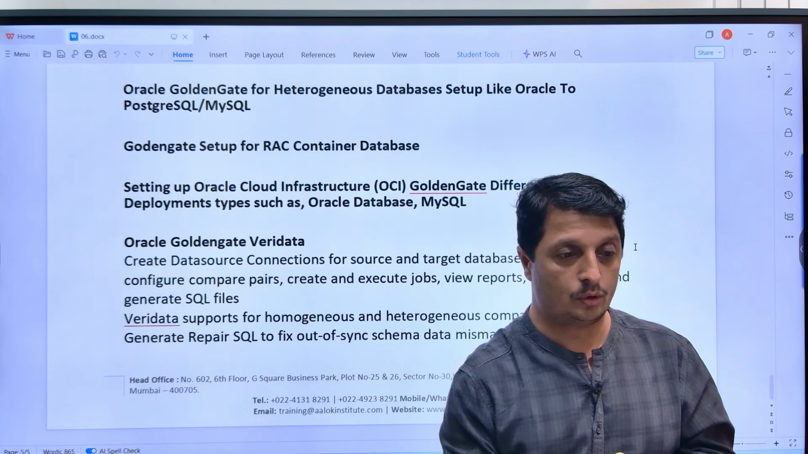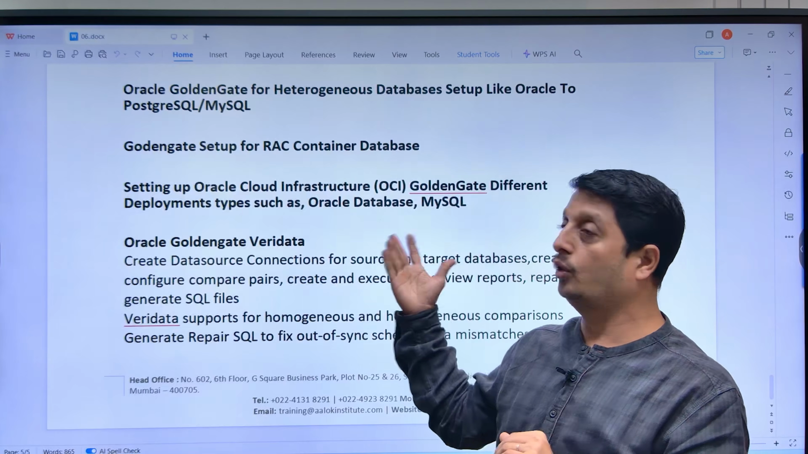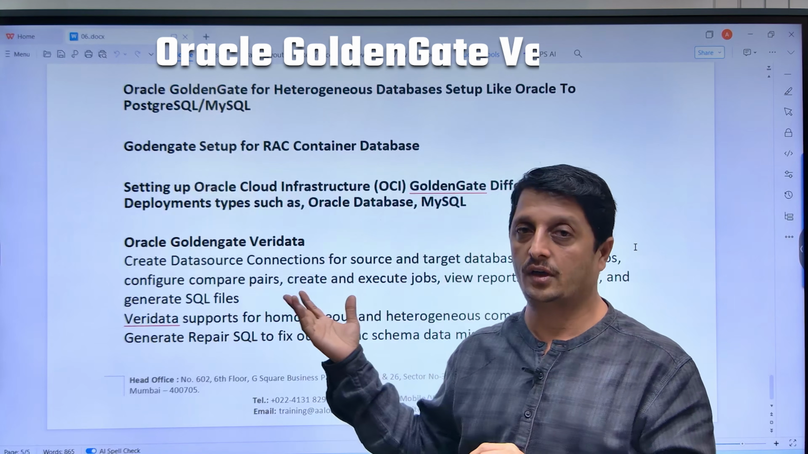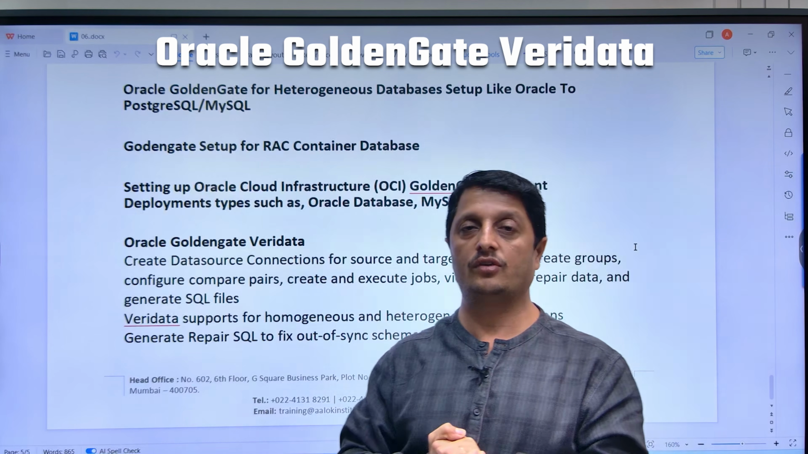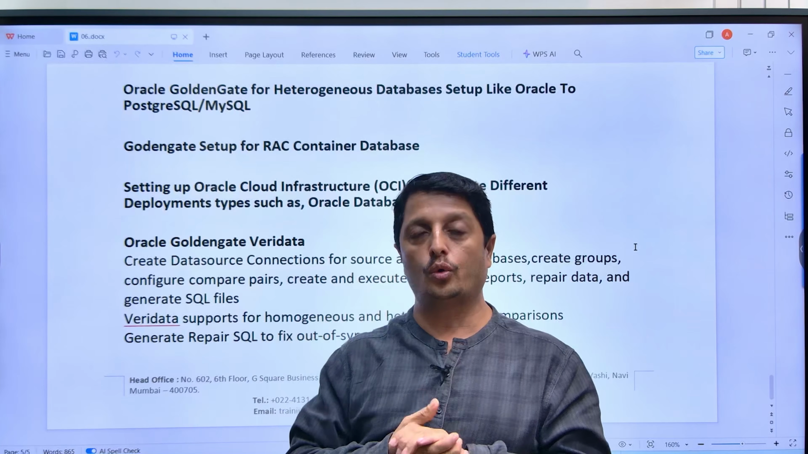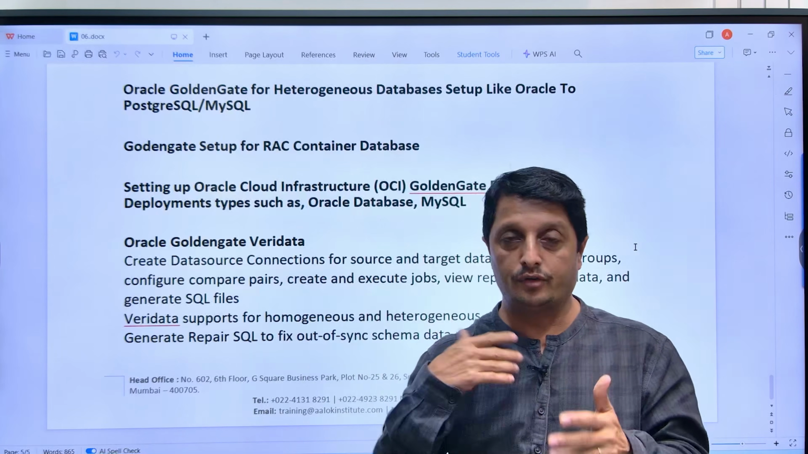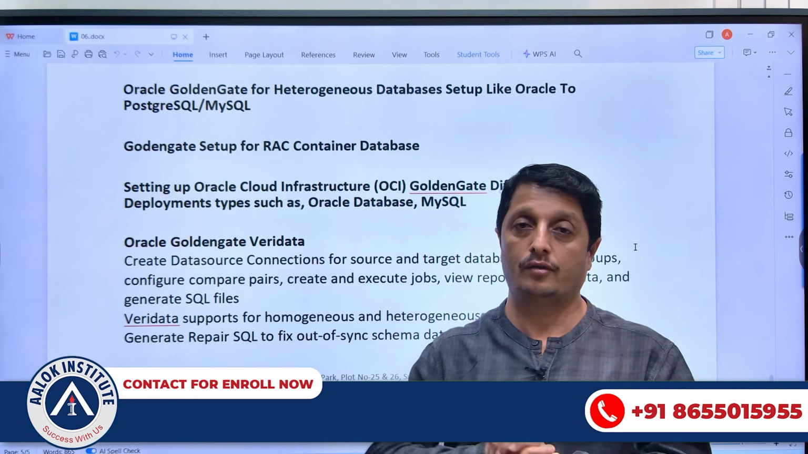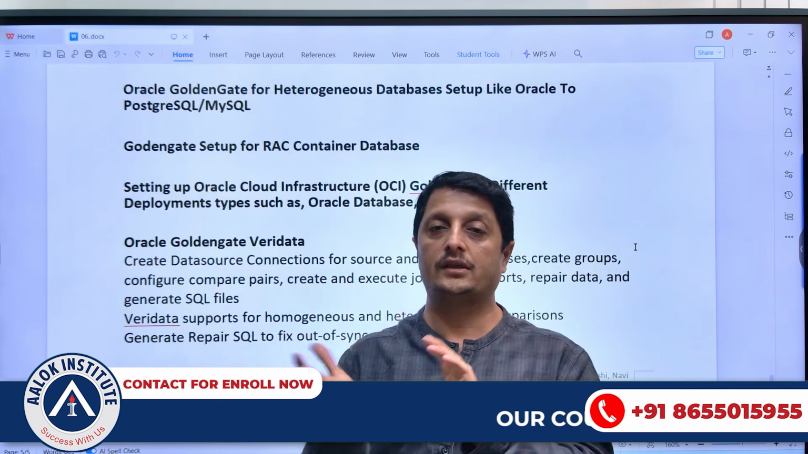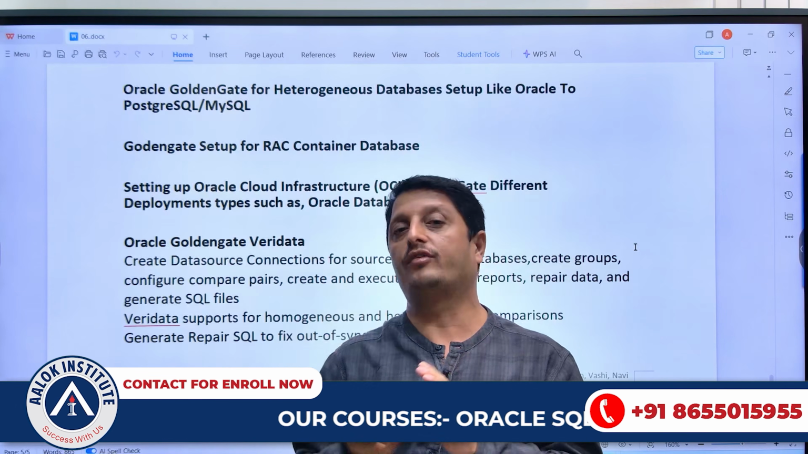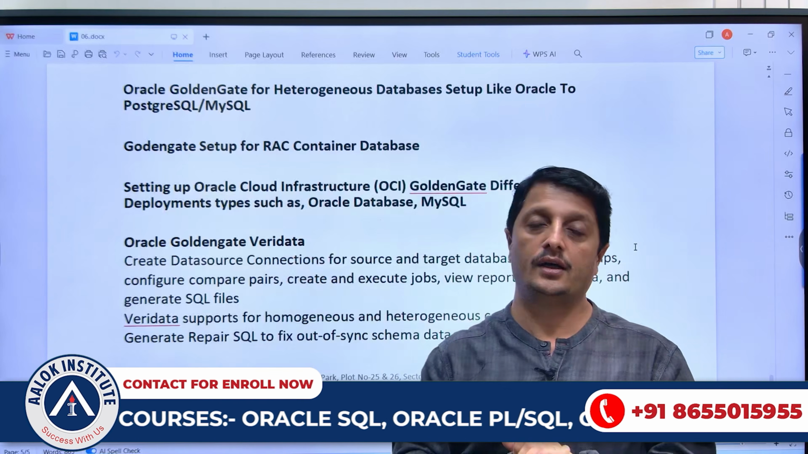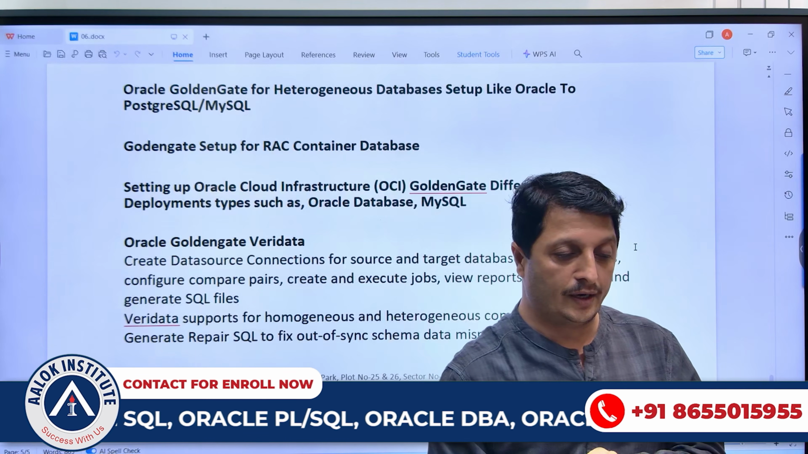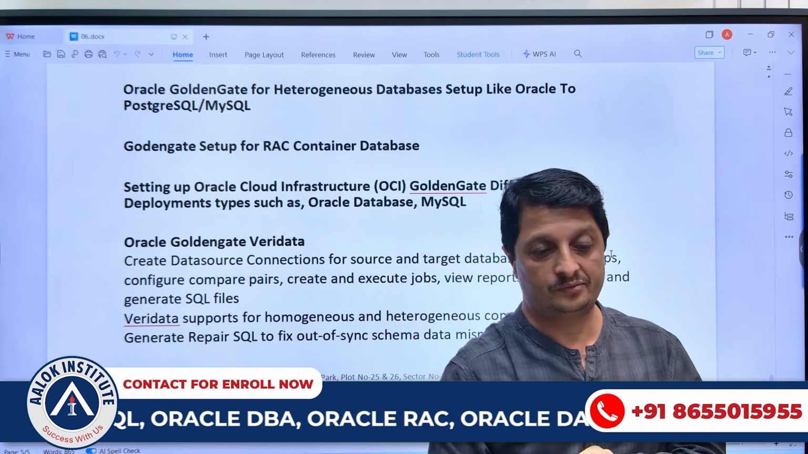The last section would be Oracle GoldenGate Veridata. Here you will understand what to do if there is a data mismatch, how to identify it, the different ways to create jobs and find out the data mismatch, and also how to rectify it. That we'll be learning in this Oracle GoldenGate Veridata topic.